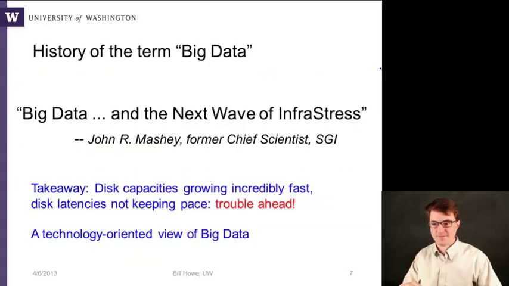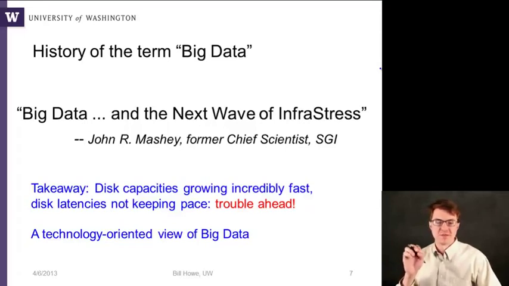Okay. All right. So another point in the history of this term big data, there was a series of talks, a lot of work by John Massey, who was formerly the chief scientist at SGI, who would talk about big data being the next wave of infrastress. And so what he meant by infrastress was what's going to really drive the technology forward, where are we going to feel the pain?